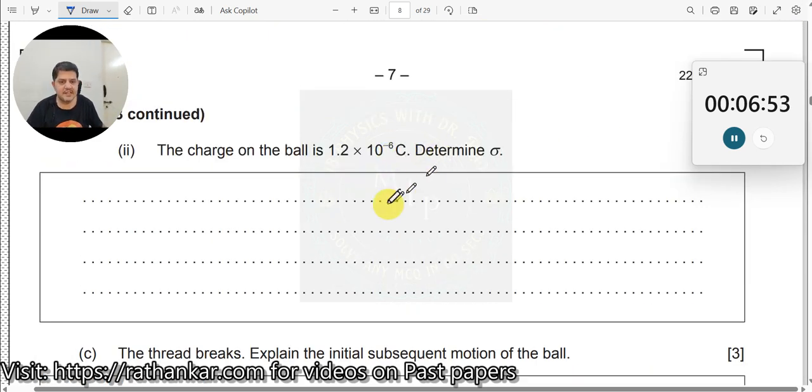Next, the charge on the ball is given as 1.2 into 10 to the power minus 6 coulomb. Determine the value of sigma. Okay, sigma. Now what is sigma? Sigma is surface charge density, right? So now what all do we know about sigma here?